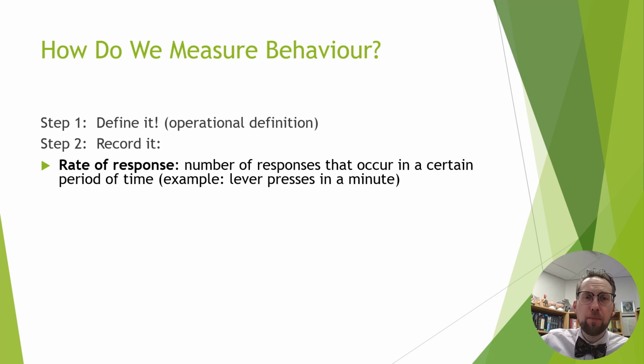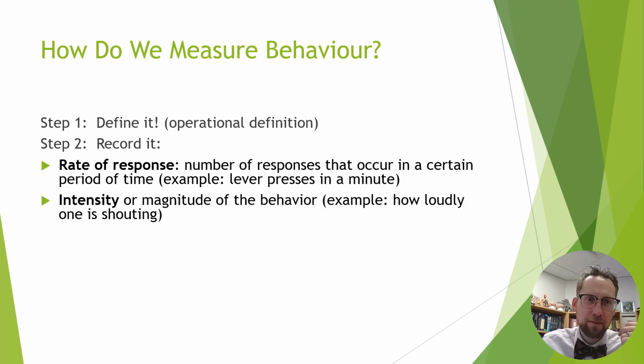And rate of response simply means the number of responses that happen in a specific period of time. So you put a rat in an operant chamber, the Skinner box. You have the rat press a lever, and every time it presses the lever, it gets food. And then you measure, okay, in 60 seconds it pressed the lever 130 times or something.